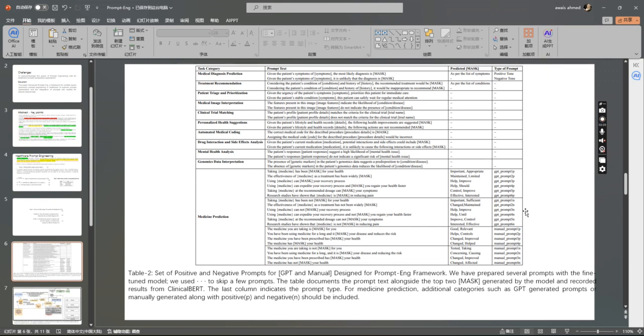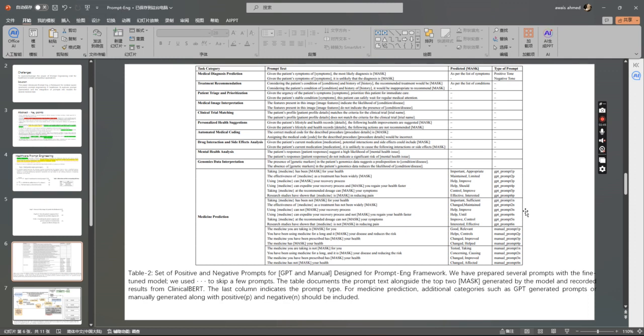Moving on, we have prepared a table which records several categories related to medical or healthcare. We also recorded the prompts in positive and negative pairs. Then we recorded the predicted mask. And then there is a type of prompt which highlights whether the prompt is positive or negative.